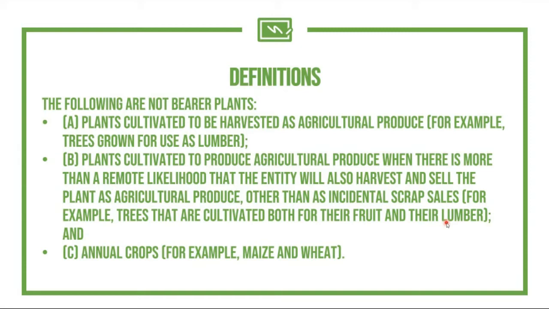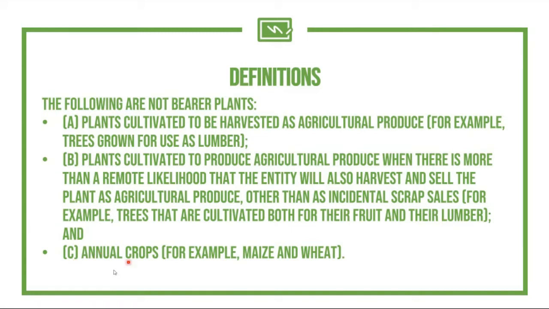I'm trying to think of an example for this. If you talk about a mango tree, mango trees are not really being sold for their lumber or logs, so that is considered a bearer plant. But if you can think of a tree that is both cultivated for its fruit and later used as wood, then that is no longer considered a bearer plant.